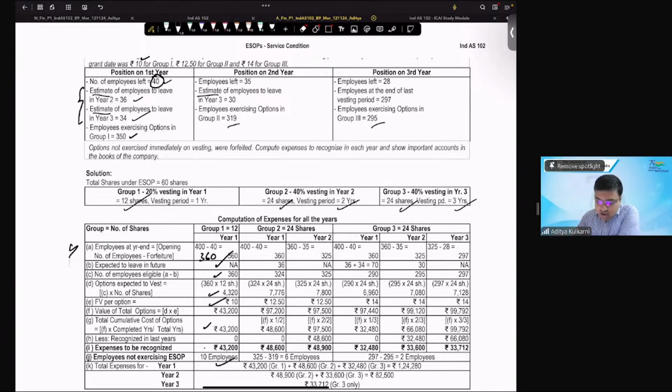And estimate of employees to leave in year 2. Is it relevant? Yes, sir. Estimate of employees estimated to leave in year 3. Is it relevant? No, sir. No, because group 2 ka vesting period is only 2 years. So estimated employees to leave in year 3 is irrelevant.